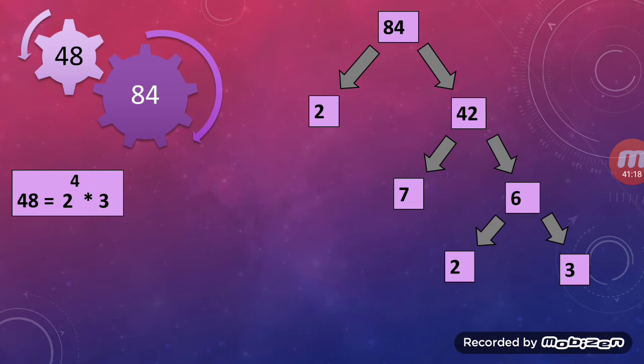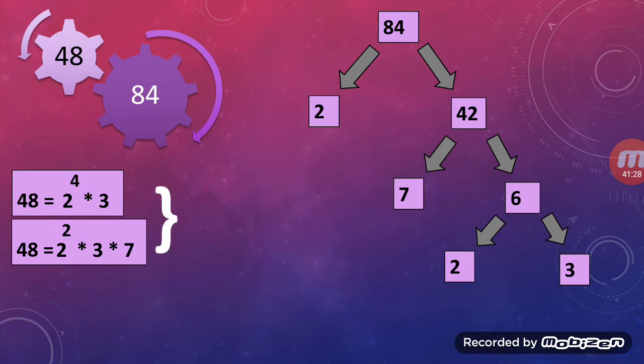And then we're going to take these numbers and do the same thing we did. That's supposed to say 84. We're going to do the same thing we did, which is 2 to the 2nd times 3 times 7. And then we're going to combine these two.